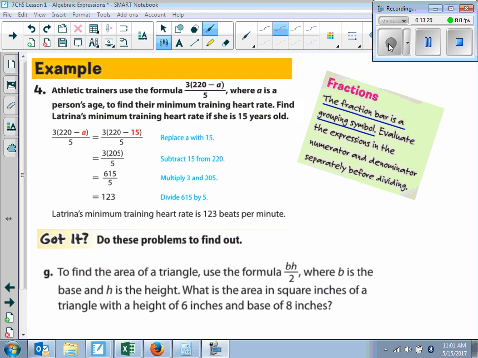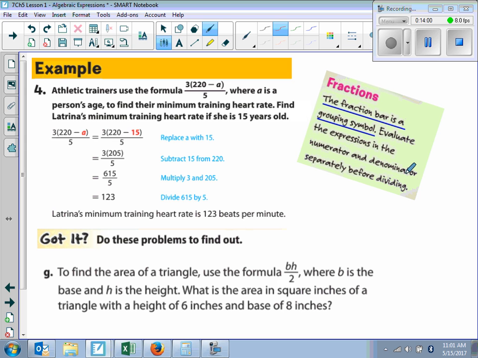So here, the thing that we're looking at is the fractions, the fraction bar. Remember we said the fraction bar is also a grouping symbol. So that means that when I simplify this expression, we have to simplify the numerator first. And if I have to simplify the denominator, then I'll simplify the denominator. Okay, that's how the fraction bar groups the numerator and the denominator.